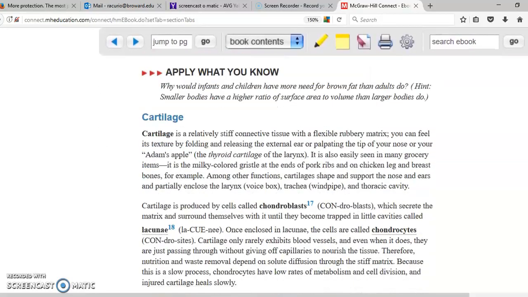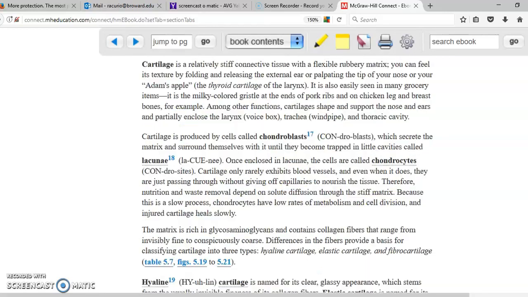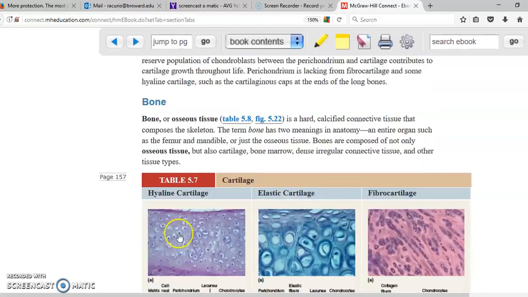Now we get to cartilage. Cartilage is a tissue, and like any other tissue, it's going to have cells. What cells you have in there? Chondroblast. Eventually, the chondroblast turns into a chondrocyte. Now, there are three kinds of cartilage. You have hyaline, elastic, and fibrocartilage.